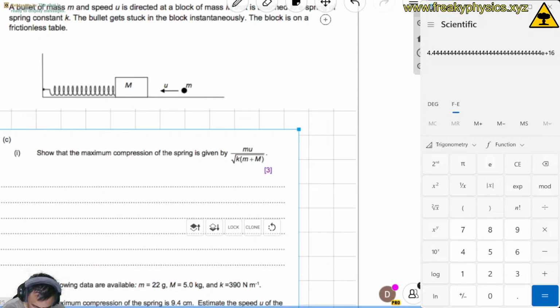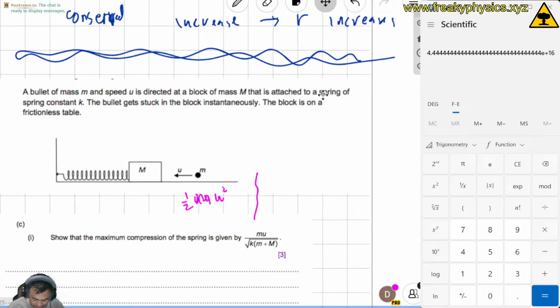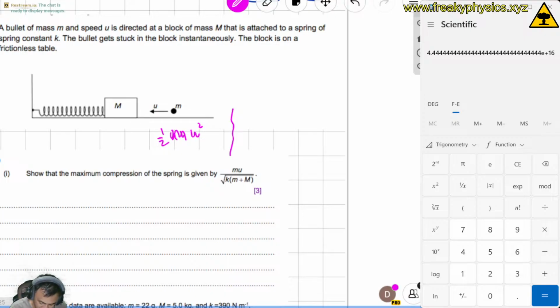So in this case, that's what we use to find the maximum compression. Let's do the before and after. What's the energy here? It's all 1/2 m small u squared. That's all the energy here, right? Then after the collision, the block gets embedded, and it's on a frictionless table, and you're going for the maximum compression. Maximum compression means it's already stopped, right? So in this case, there's the spring and the block, but remember that the block has the bullet inside it.